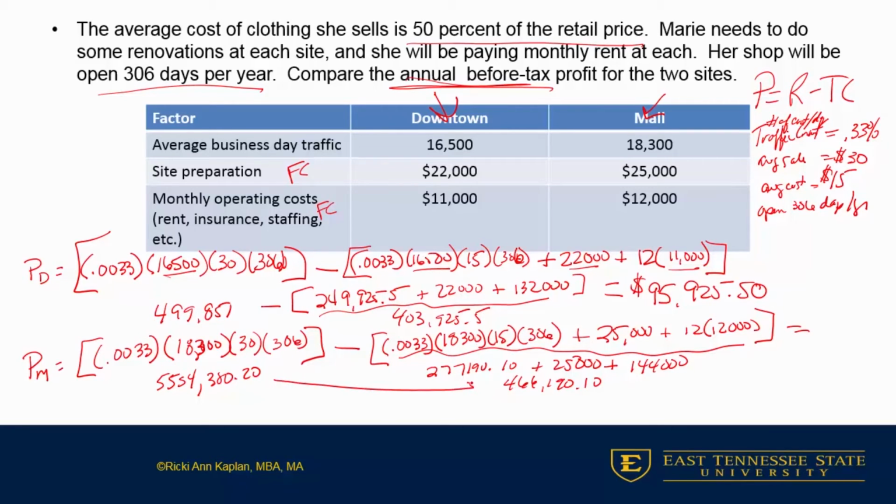So if I take this minus that, I'm going to end up with $98,190.10. My annual before tax profit is larger at the mall, so I should go to the mall. The mall is the best place for Marie to go. This ends up taking a look at facility location.